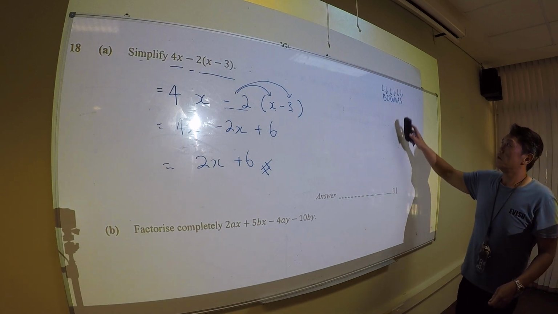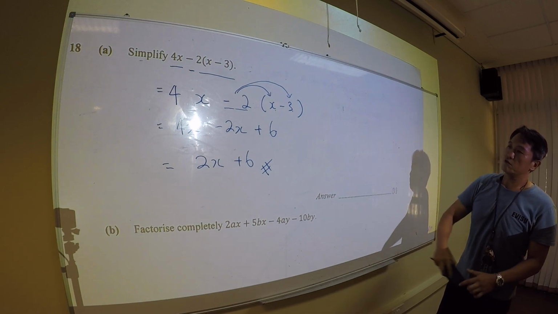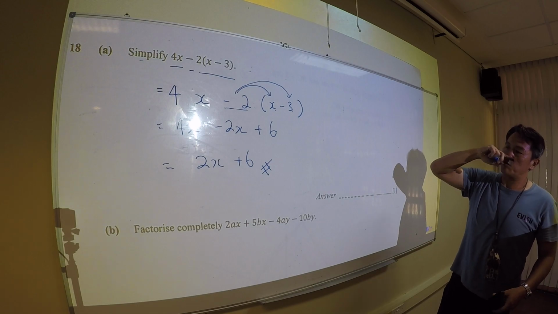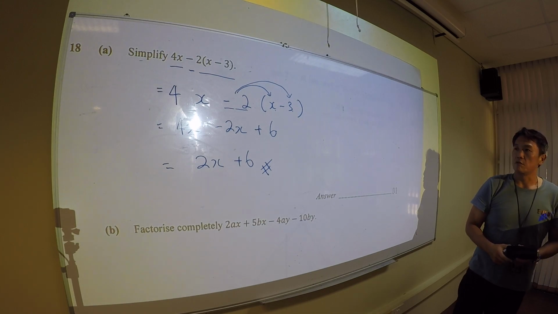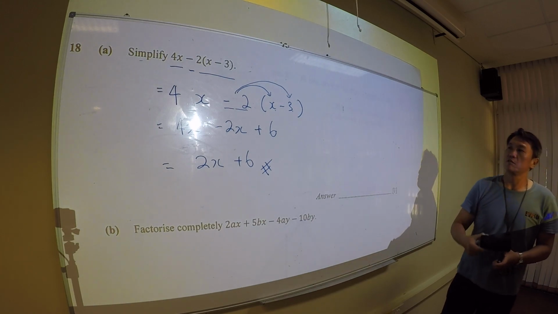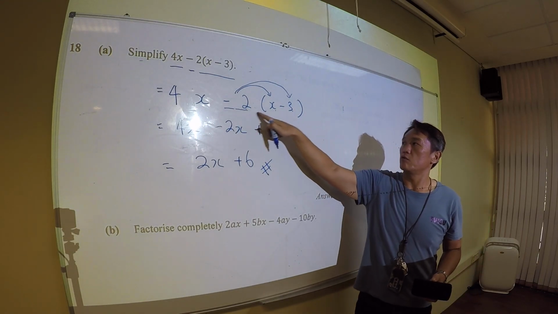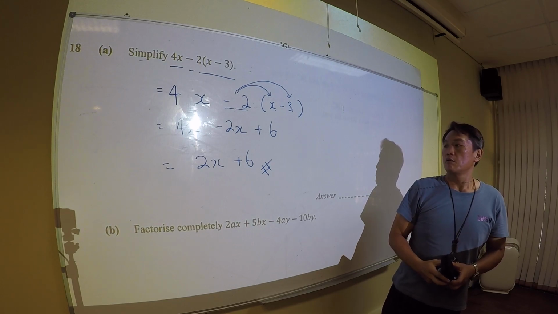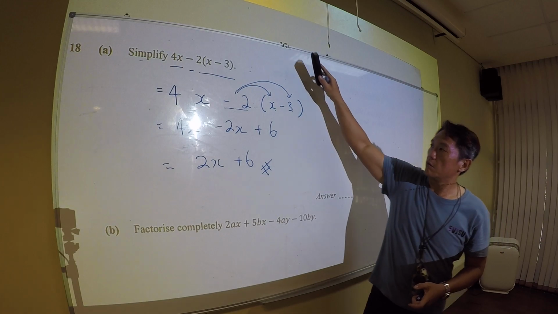Okay. When I was marking your papers, I don't know why some students go and multiply until they get x squared, all this come out. They create more things when it is just multiply negative 2 to the bracket.